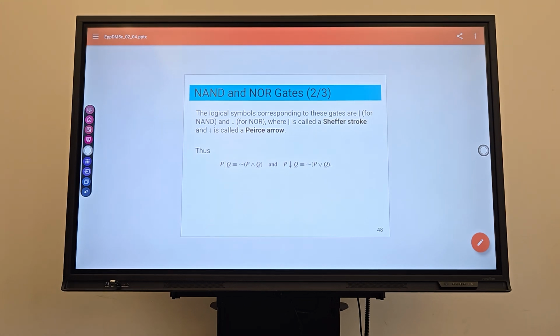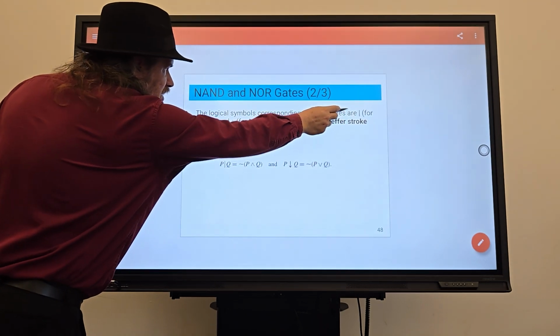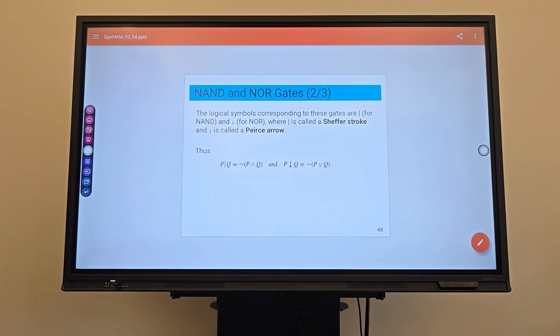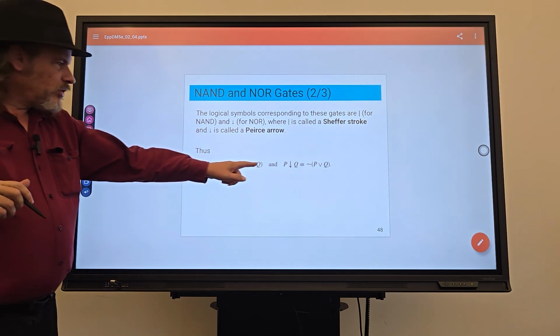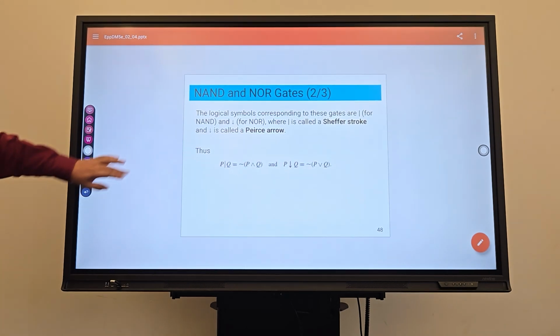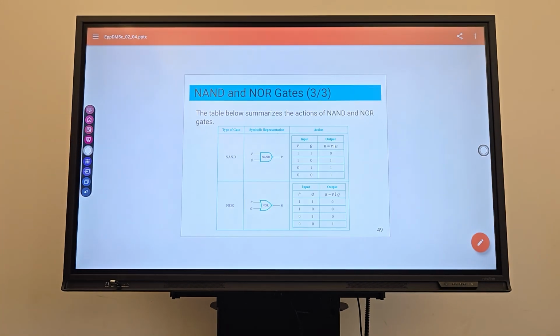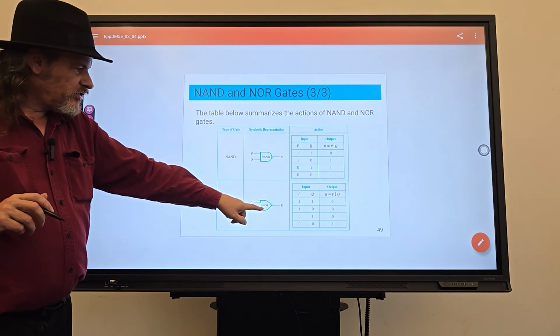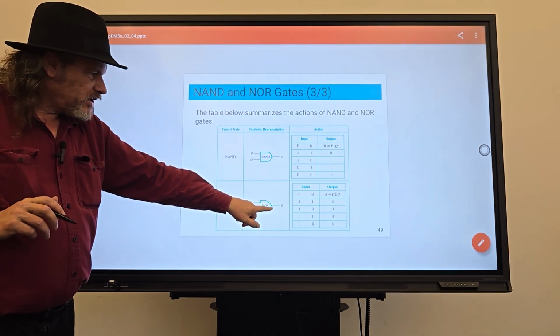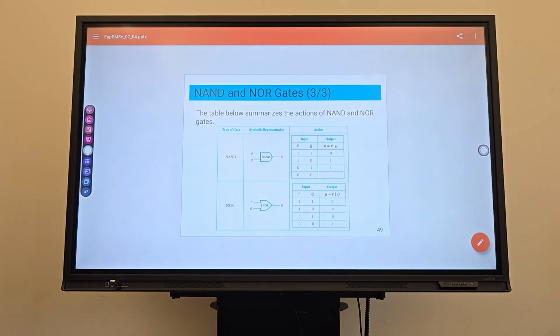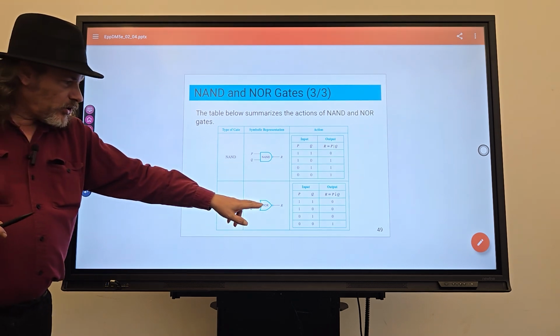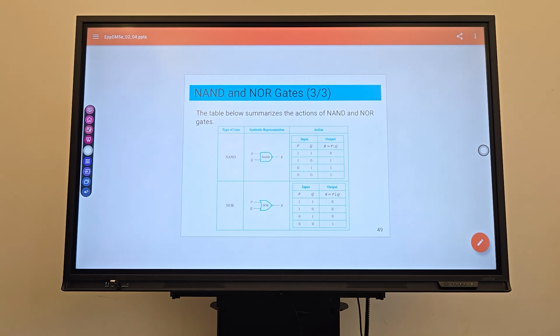So in math, the NAND is represented by the Sheffer stroke, or vertical bar, and a down arrow for the NOR. The symbols are the AND and OR symbols with the bubble on the output. The bubble indicates an inverted output. So it's an AND gate with an inverted output. Or an OR gate with an inverted output is the NOR gate.